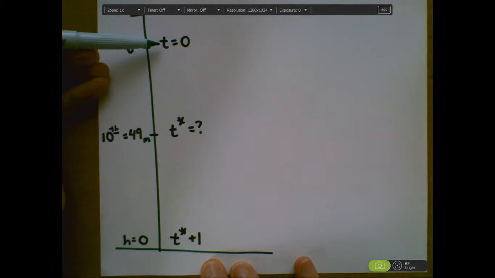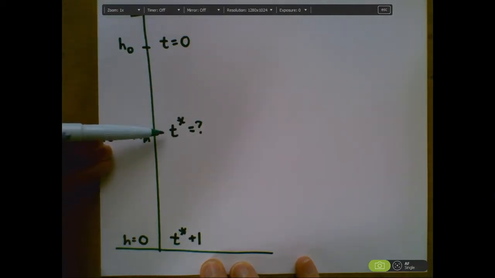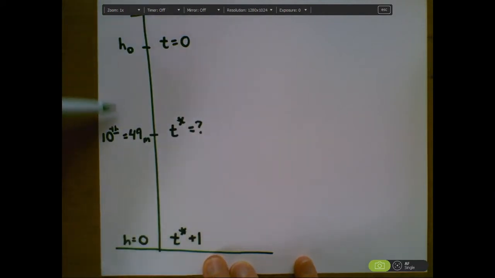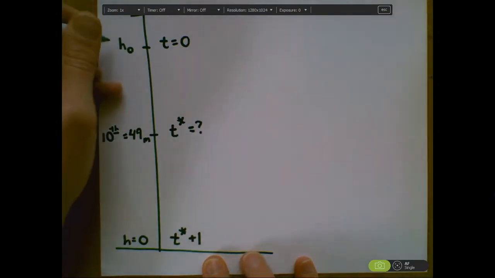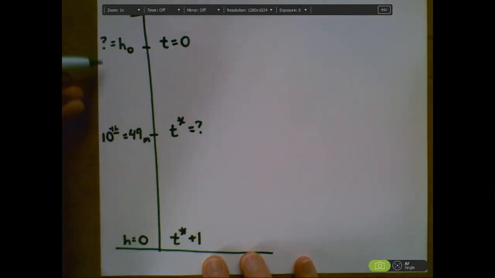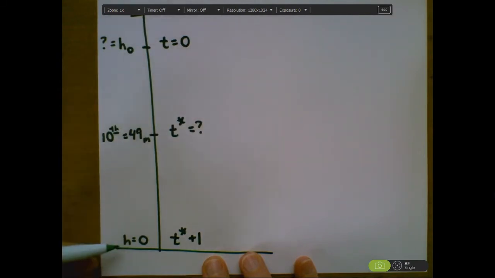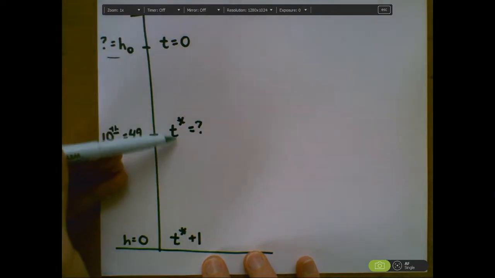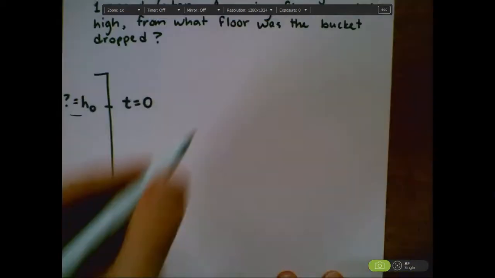The bucket is released at time 0. I see it at some unknown time t star, and then 1 second later it hits the ground at t star plus 1. Whereas for the heights, I start at the height h naught, sorry, this is my unknown starting height. It drops to where my location is, which is at 49 meters, and then it continues dropping until the height equals 0, which is when it hits the ground. And this information, and our formula, is enough to be able to figure out what our h naught is and our t star is. So what formula are we working from?